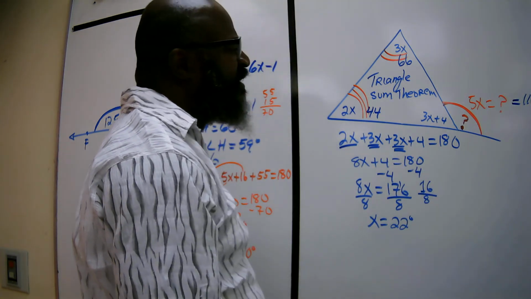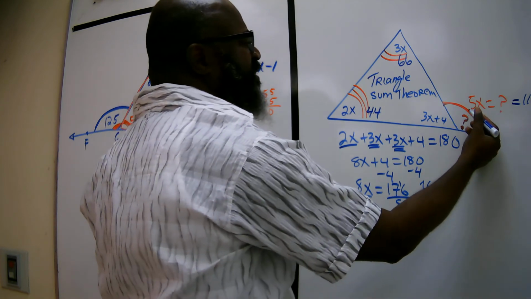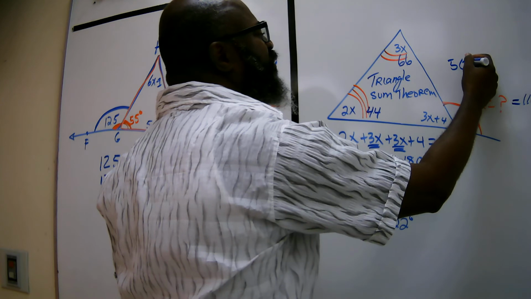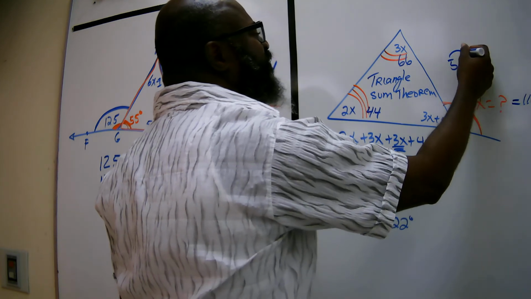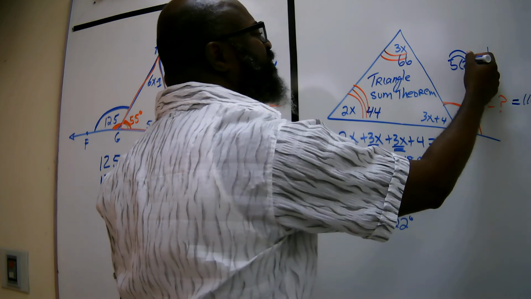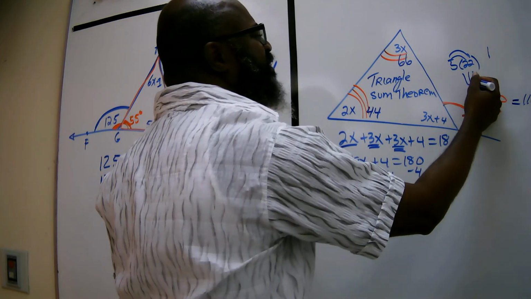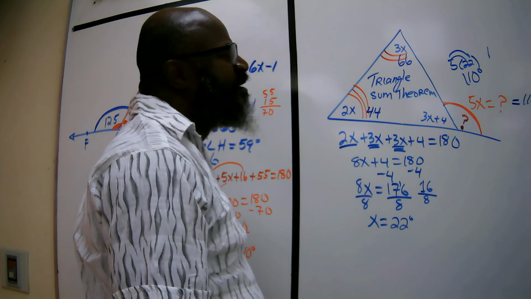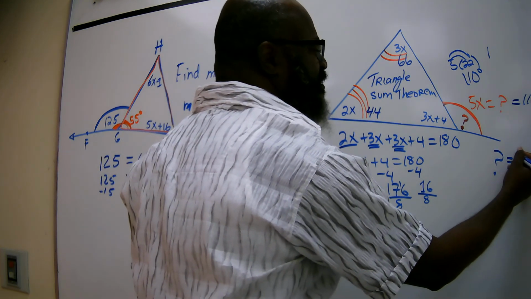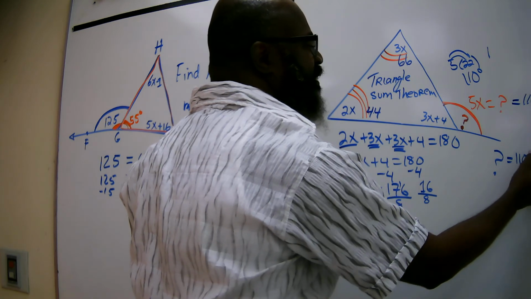If you don't believe that, we can come here and take 5 times 22. 5 times 2 is 10, carry 1. 5 times 2 is 10, plus 1 is 11. So that gives 110 degrees. Question mark is 110 degrees. That's one way of finding the question mark.